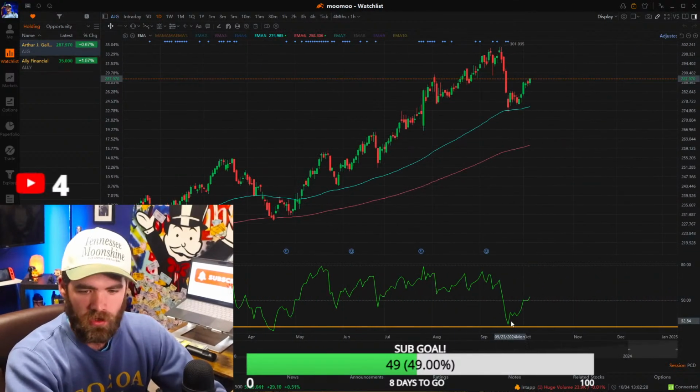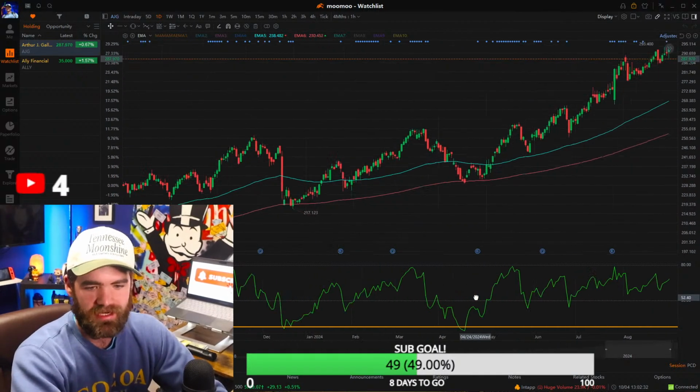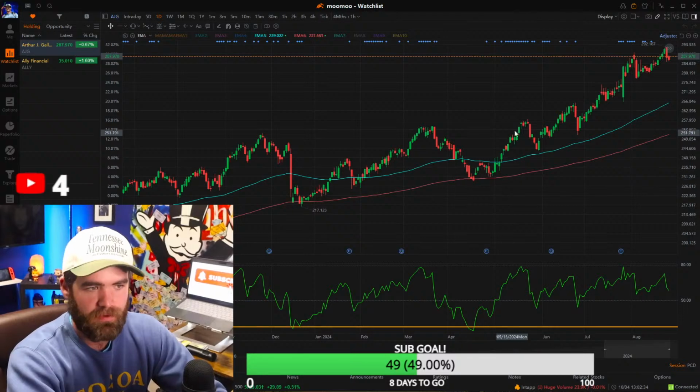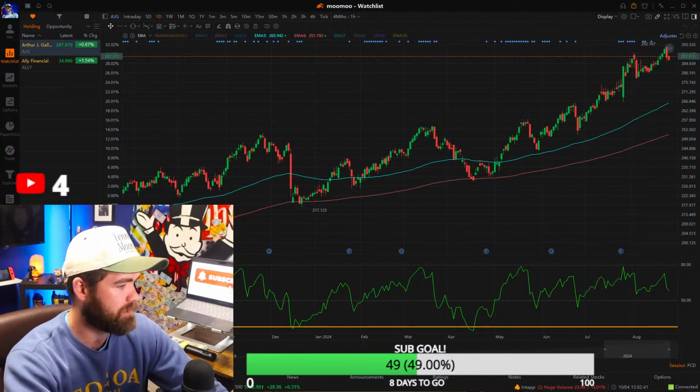We also saw a 28 on the RSI, which last time it was a 28 on the RSI was back in here, where we went from 230 to 260 relatively quick.